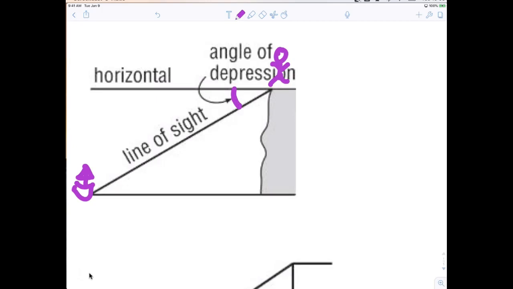Is everybody seeing that? And what do we say? We say the angle of elevation is always equal to the angle of depression. The reason that's true is because they are what? Alternate interior angles. That is exactly correct.